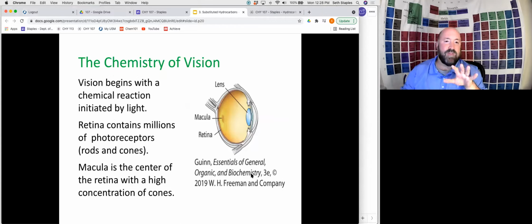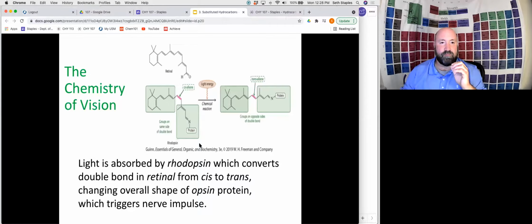Now, when we look at the chemistry of vision in general, vision begins with a chemical reaction that's initiated by light. And so light comes into our eyes, and the retina contains millions and millions of what we call photoreceptors, things that are receiving the light. These are rods and cones that you might have heard about. The macula is at the center of the retina with a very high concentration of these rods and cones.